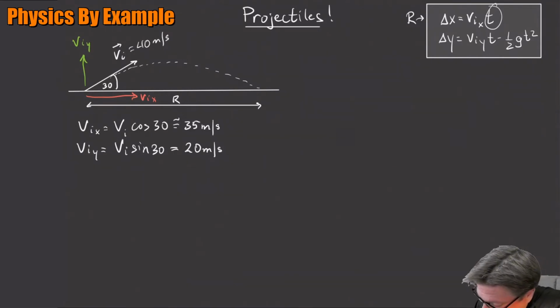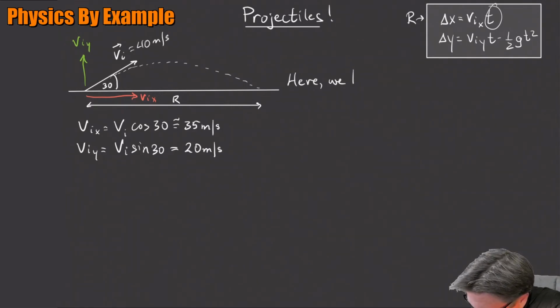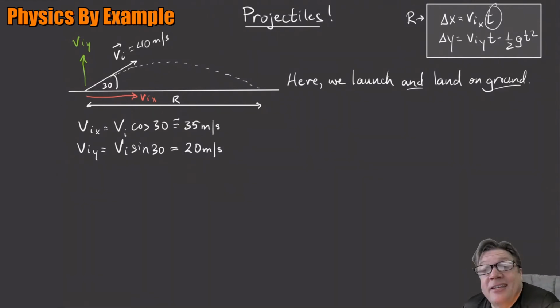Let me say it like this. Here we launch and land on the ground at the same point. Next time, we'll do the more general case of landing maybe up on a cliff, or launching from up on a cliff or something. So this is going to be the slightly simplified case of launching from the ground and landing on the ground. And we'll see how it differs later.